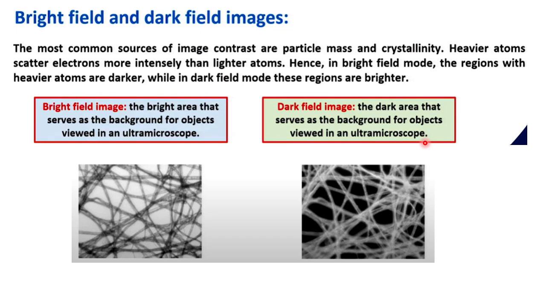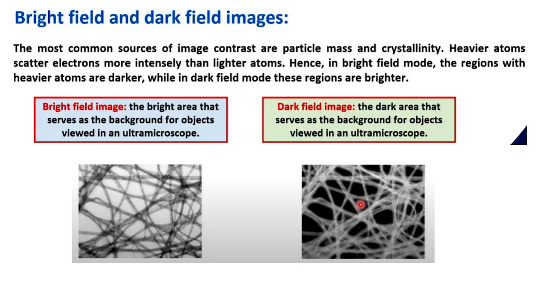Now what are bright field and dark field images? It is showing that this one is the bright field image and this one is the dark field. So first of all, why should we do bright field and dark field? Because we want to create a much more intense contrast. The most common sources of image contrast are particle mass and crystallinity, because depending on that mass and crystallinity, the scattering will be different.